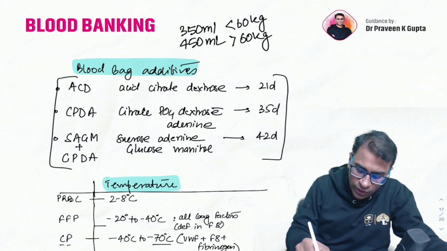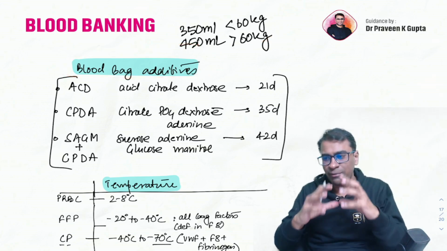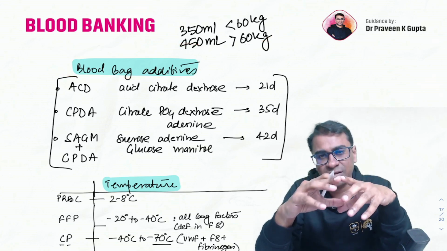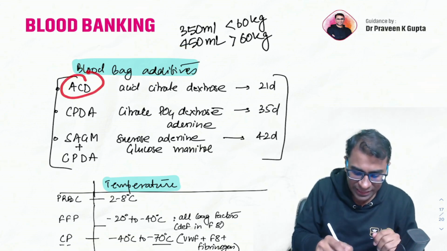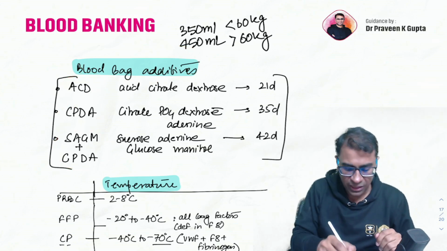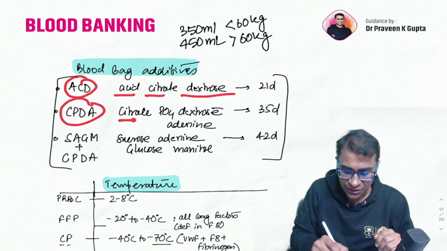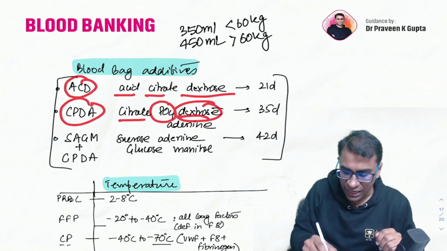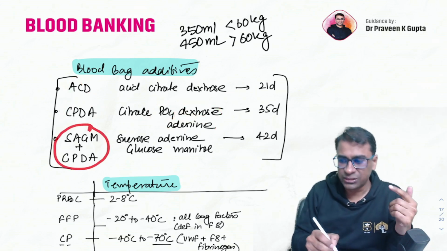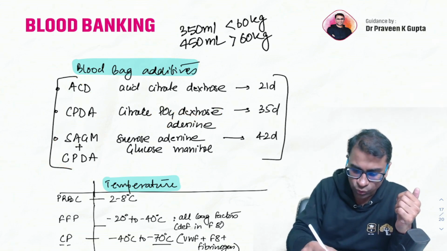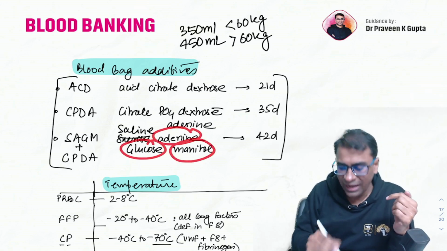Now, when you take the blood, if you've given blood, you'll remember the bag has some additives inside it. Those are called blood bag additives: ACD, CPDA, and SAGM. ACD is acid citrate dextrose. CPDA is citrate phosphate dextrose adenine. Sometimes we combine SAGM with CPDA, where SAGM stands for saline, not sucrose, saline, adenine, glucose, and mannitol.